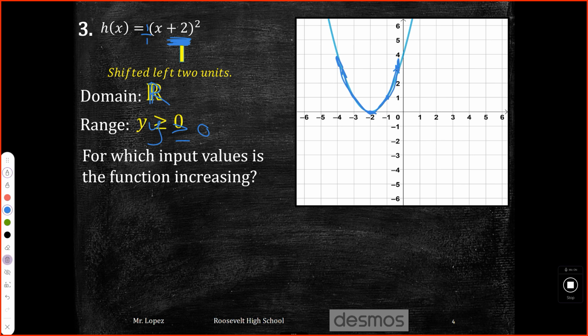And for what input values is the function increasing? There's your car. This is going down. That's not what we want. We want it where it goes up. So for input values x greater than or equal to -2 is the answer.